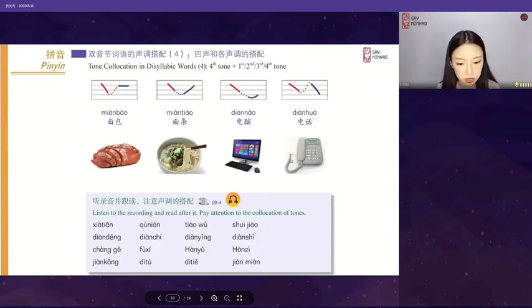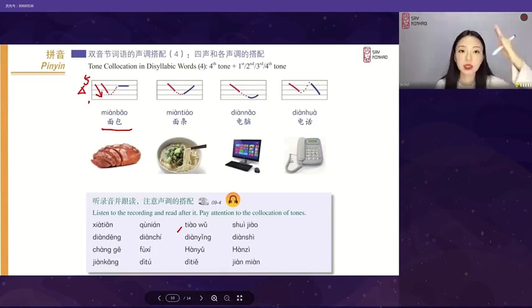So these are the exercises. Now let's move on to the tone collocation in disyllabic words. So today is about the fourth tone with the other tones. So let's see the first one, 面包, it means bread. 面包, we can see from the pitch table, from the first to fifth, it is dropping down really rapidly from 4 to 2, it is dropping. And then, 包, this first tone is still really even, really level.